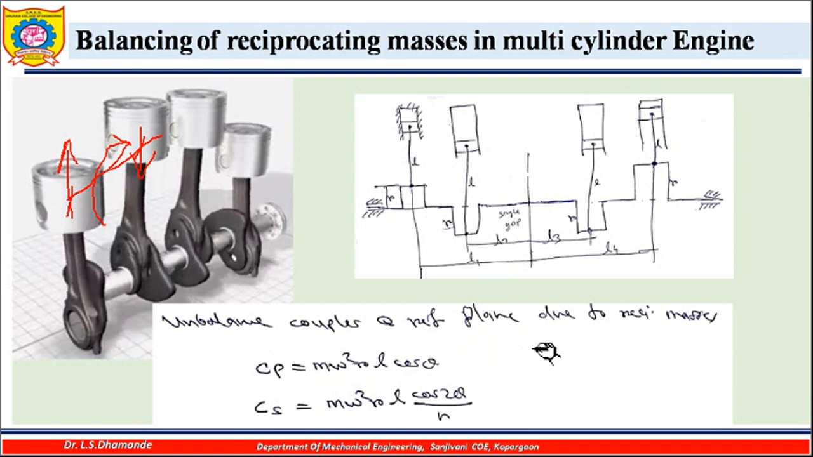The unbalanced couple about the reference plane due to reciprocating mass is given by m omega square r cos theta multiplied by L. That means you are multiplying by the distance of the cylinders. If I consider centrally one reference plane like this, there are 2 cylinders on the left side and 2 cylinders on the right side of it. Cylinder 1 will be at a distance of L1, cylinder 2 at L2, cylinder 3 at L3, and cylinder 4 at L4. If I take the moment of all these forces, the terms with L1, L2, L3 and L4 are to be added, and that sum should be equal to 0, so that it will be in balanced condition.